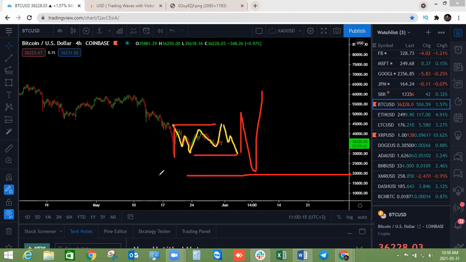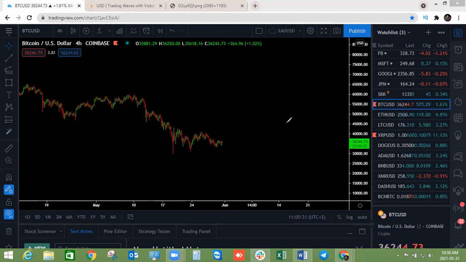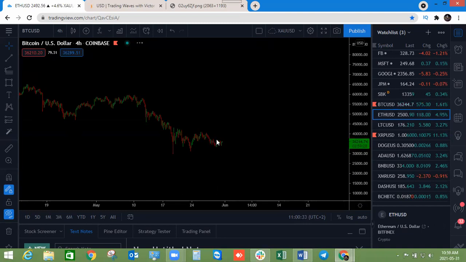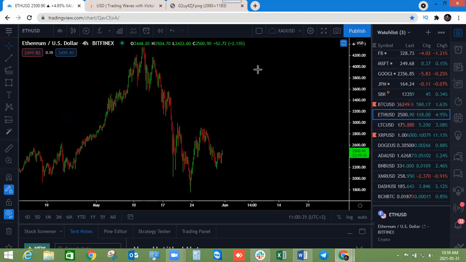Remember, we said the invalidation for the Bitcoin impulsive structure is at 20,000. So as long as we are above that level, the Bitcoin impulsive structure is still in play and can still push up higher. So that's how we're going to be looking at Bitcoin. All the structures are still in play as we had it yesterday. Yesterday we had these impulsive moves on all of them.